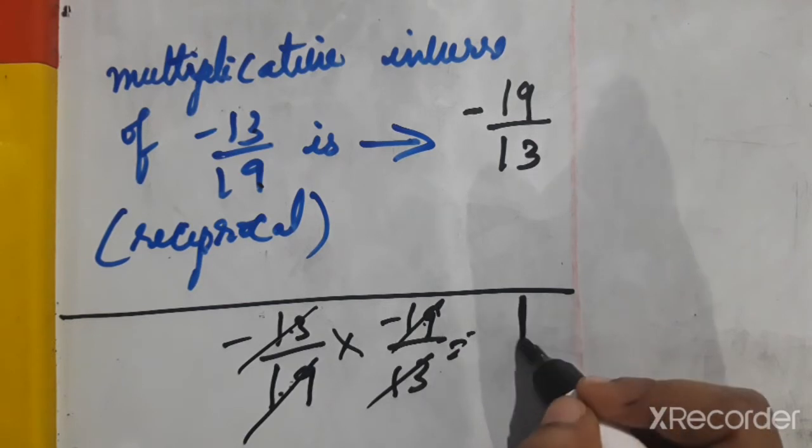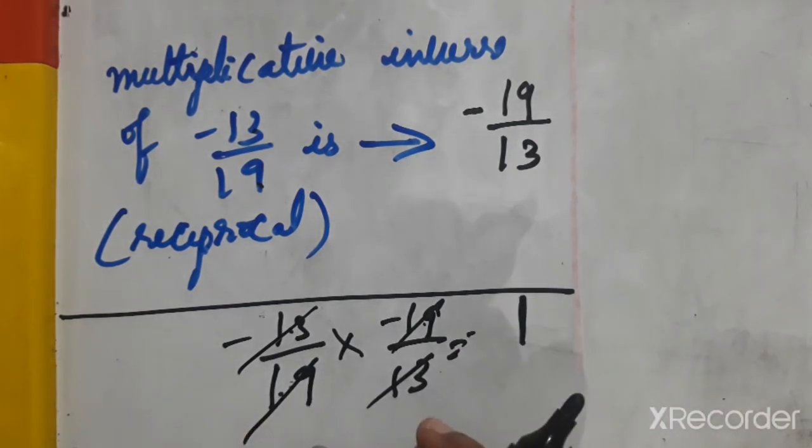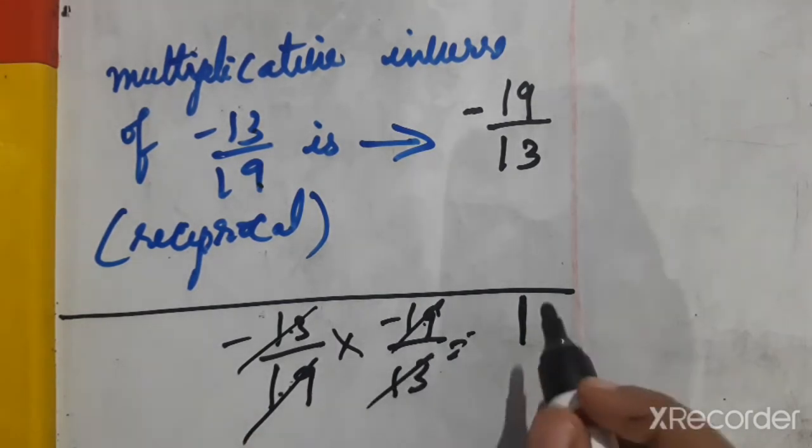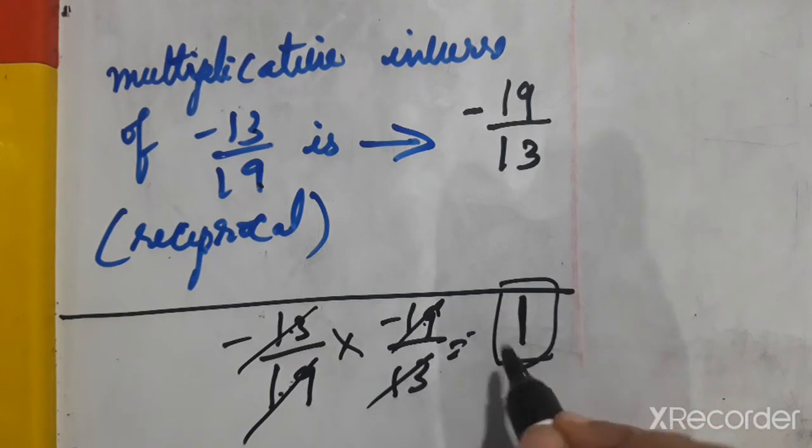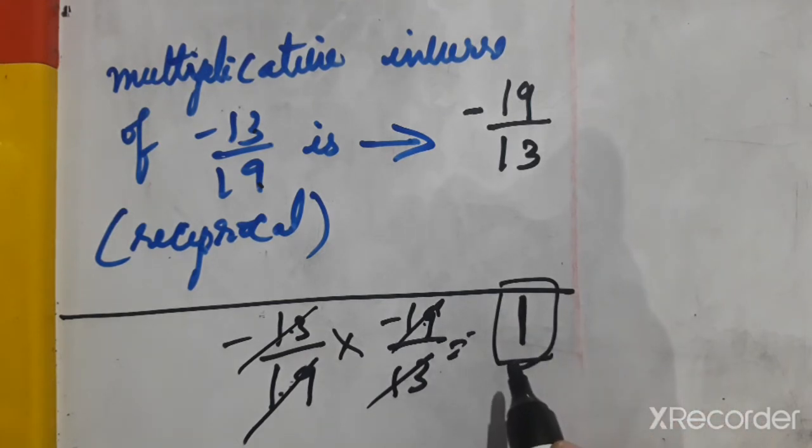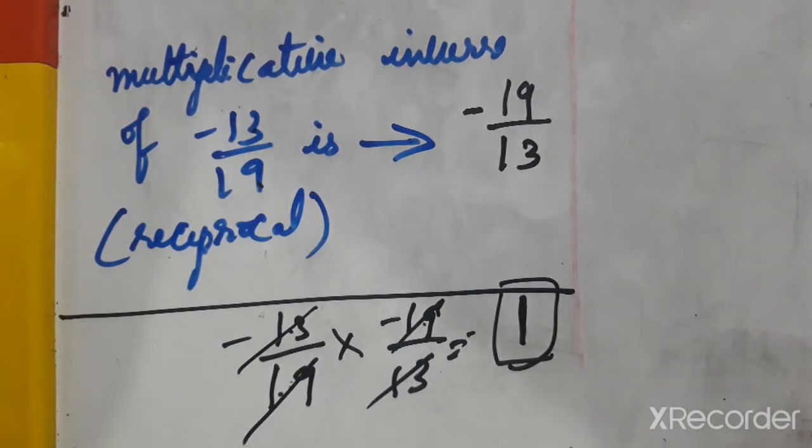The answer is plus 1. Multiplicative inverse means after finding the product of the given number and its reciprocal, we have to get the product as 1. Then this is a multiplicative inverse.